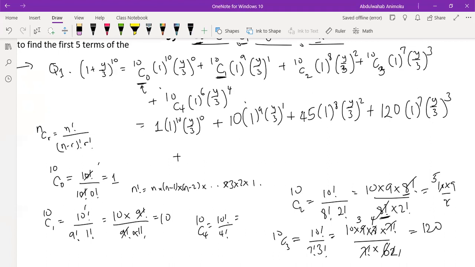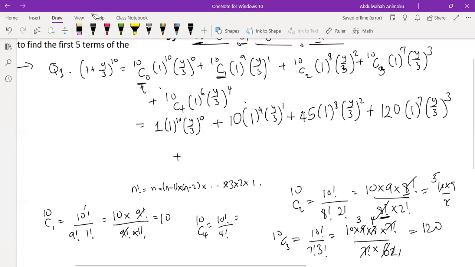So let me just make some space here for that. So let's simplify this. 10 factorial over 4 factorial times 6 factorial, that is 10 combination 4, okay?